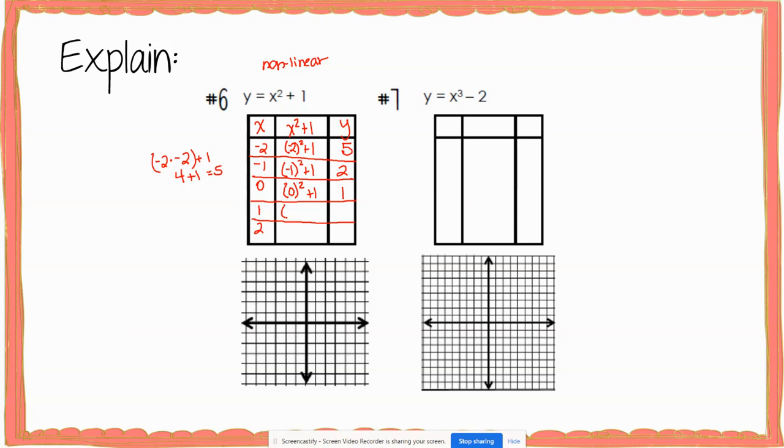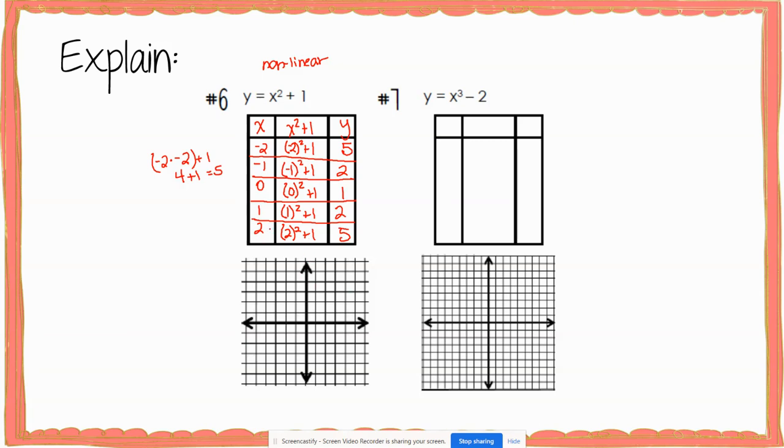When x is 1, I'm going to have 1 to the second power plus 1. Well, that means 1 times 1, which is just 1, plus 1 gives us 2. When x is 2, I'm going to have 2 to the second power plus 1. Well, 2 to the second power means 2 times 2, which is 4, and 4 plus 1 is 5. So let's see why this makes a nonlinear equation.